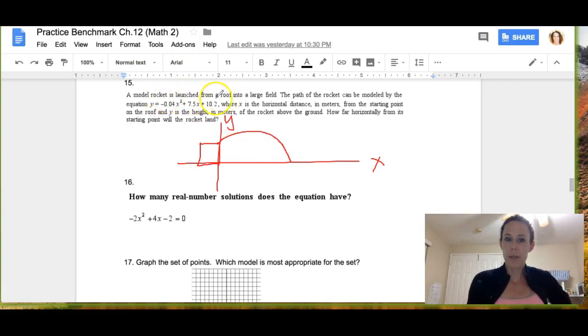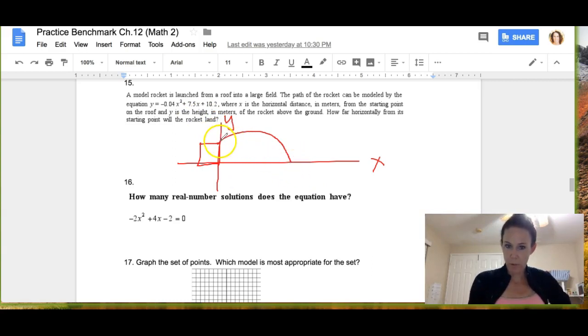okay? It's modeled by this equation where x is the horizontal distance in meters from the starting point on the roof and y is the height. So this is the height and this will be the horizontal distance in meters starting from the roof. Okay, so from here to here. How far horizontally from its starting point will the rocket land? So we want to know this point here.